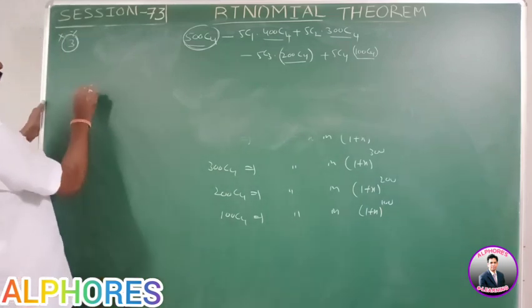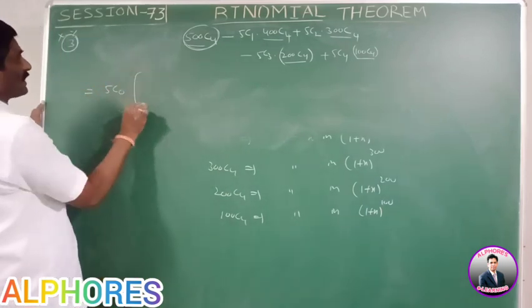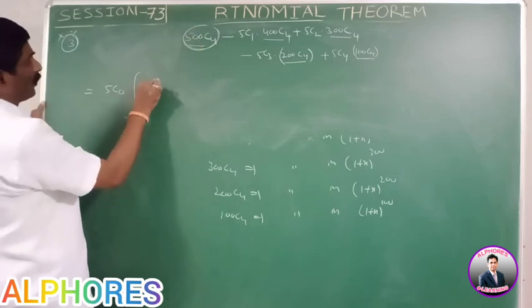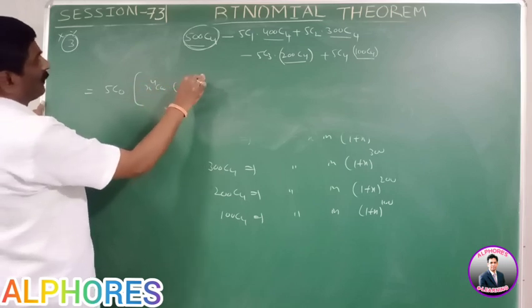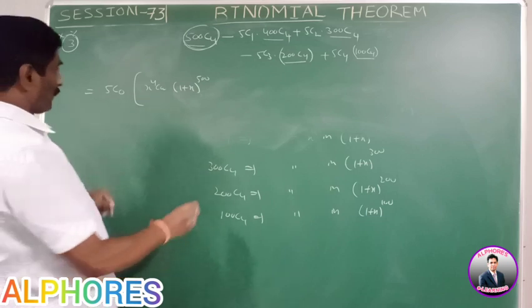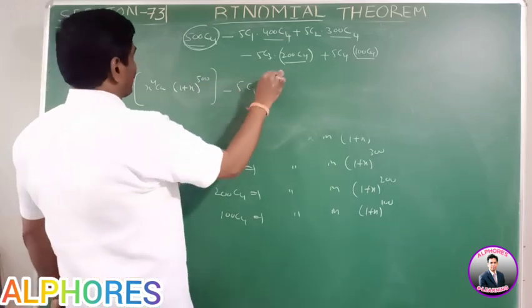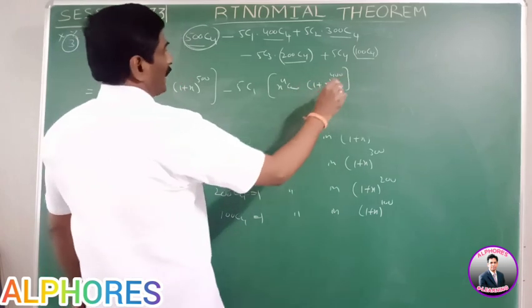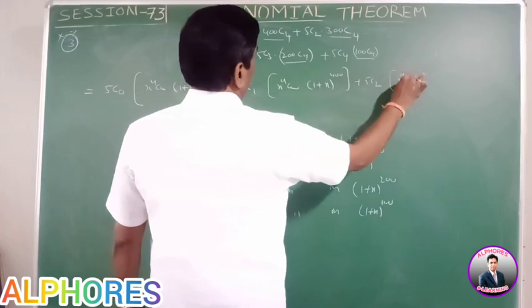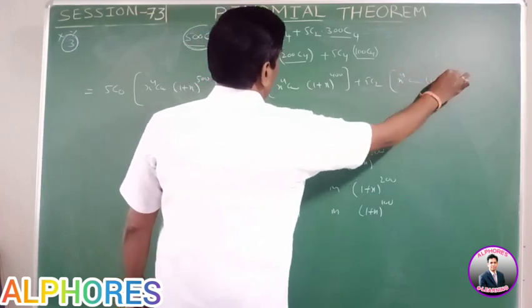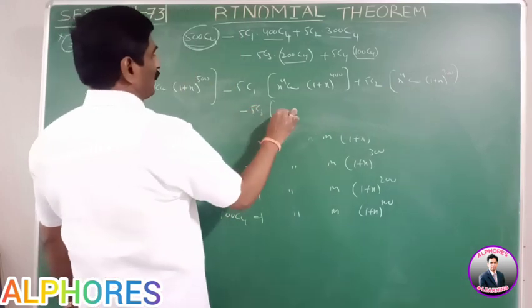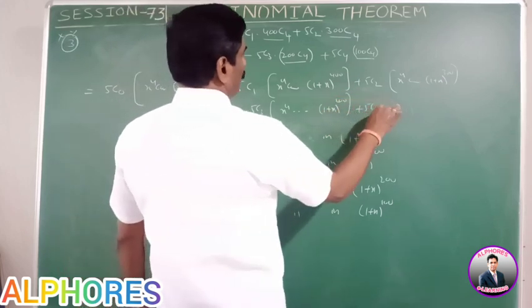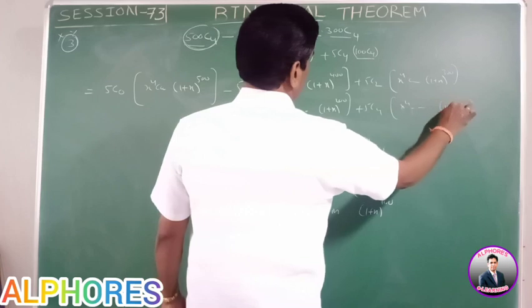This value is equal to 5C0 into the x power 4 coefficient in (1 plus x) whole power 500, plus, minus 5C1 into the x power 4 coefficient in (1 plus x) whole power 400, plus 5C2 into the x power 4 coefficient in (1 plus x) whole power 300, write this way, minus 5C3 into the x power 4 coefficient in (1 plus x) whole power 200, plus 5C4 into the x power 4 coefficient in (1 plus x) whole power 100.